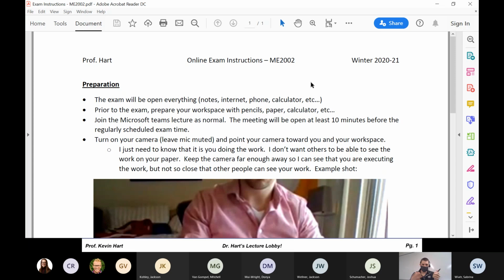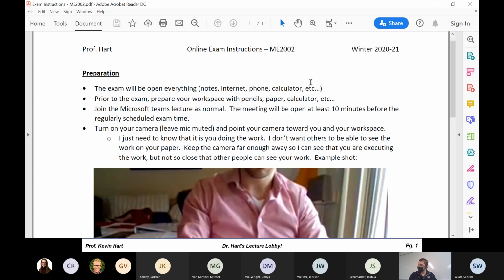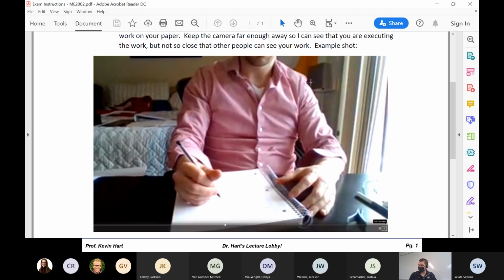Then turn on your camera so I can see what you're doing. Leave your microphone muted. I have to administer and see what you're doing during the test. I have to make sure that it's you filling out the test, and not your dad who's a PhD level engineer doing the work for you. This is an example of a camera shot that might be appropriate. Something that looks like this. This is me in my little spare bedroom office working on my test.